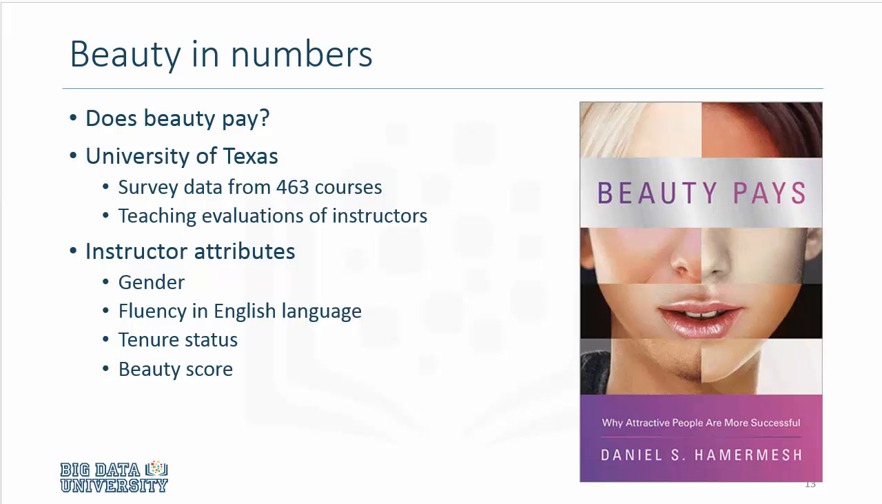Before we begin, we have a quick look at our data set. In this course, we have been using the teaching evaluation data from the University of Texas. The data set comprises 463 courses in which we have information about the teaching evaluation score received by the instructor, and we have information about the attributes of the instructor as well as the characteristics of the course.